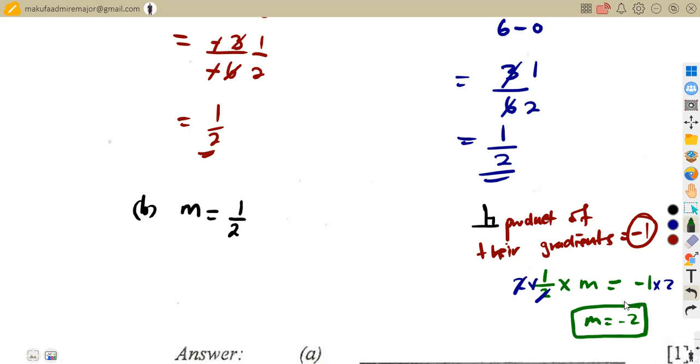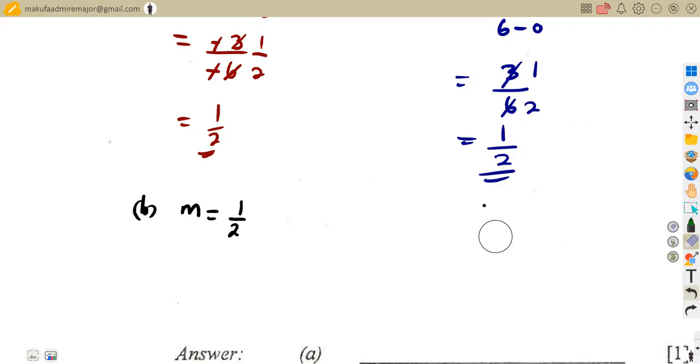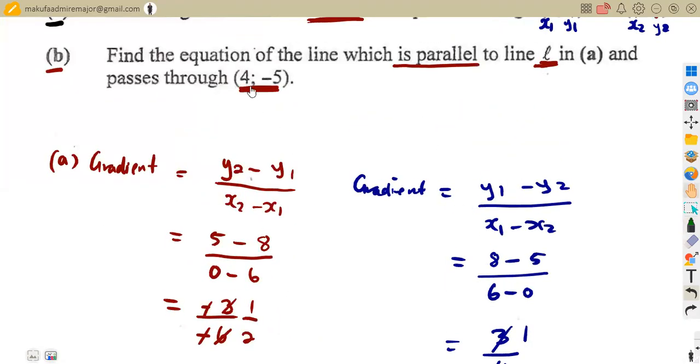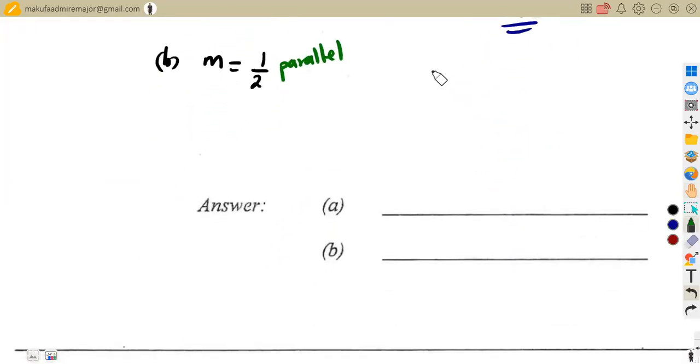That is if these lines were perpendicular, but this time we are given that these lines are parallel. So we are not going to use the perpendicular concept, but they might ask you a condition that they are perpendicular. This one, they are parallel. So you take the gradient, because parallel lines have the same gradient. Knowing the equation of a line, we are also given the point it is going to pass through, the point (4, -5). So we have a gradient and a point, which is (4, -5).